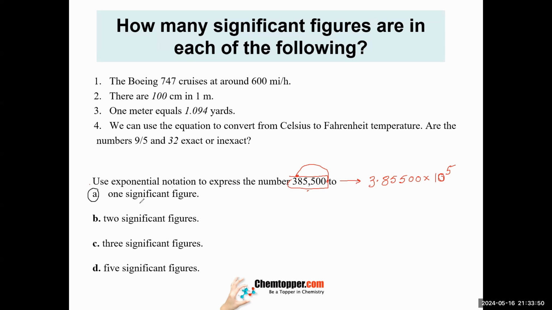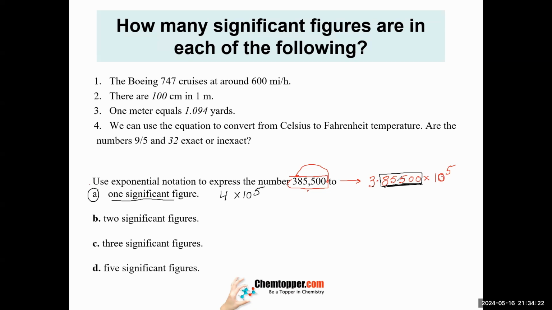Now they are asking in this A part, put this number in one significant figure. One significant figure means I have to drop all these numbers. But this number 8 is greater than 5. So when I drop all these numbers, I'll add 1 to the 3. So the answer is 4 times 10 raised to power 5.